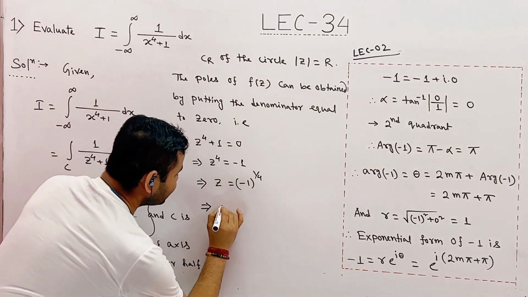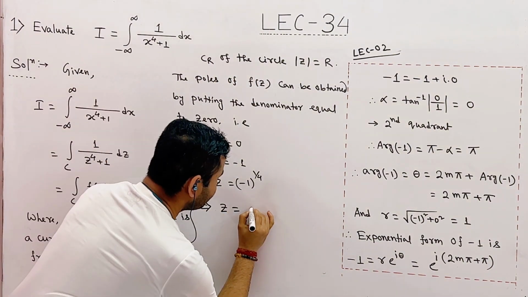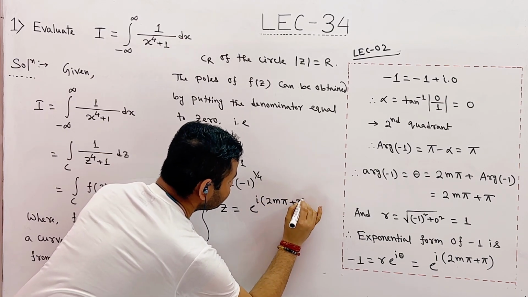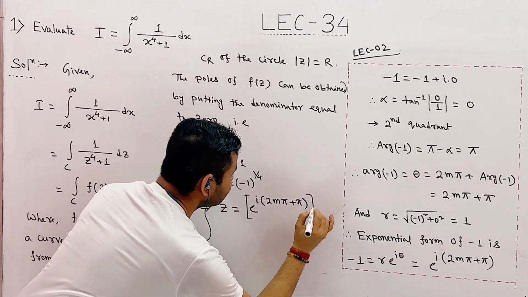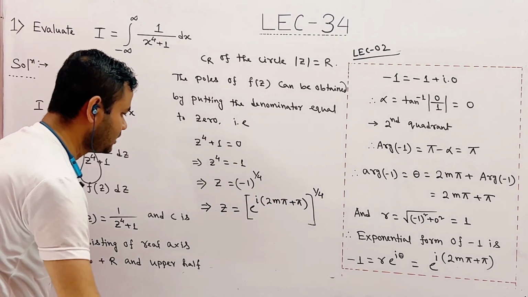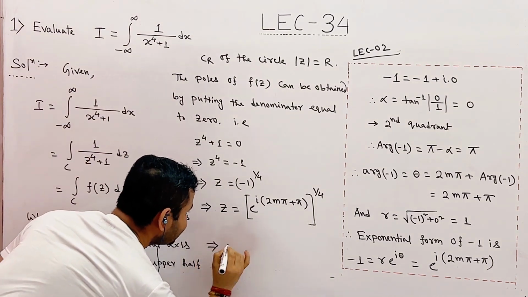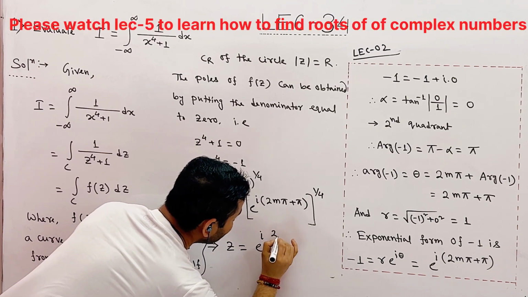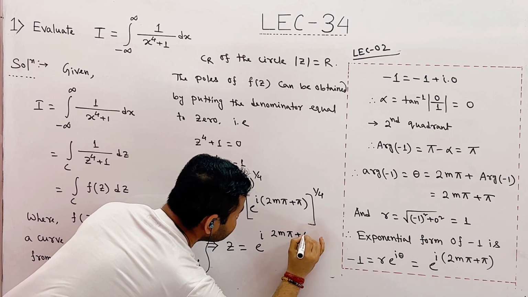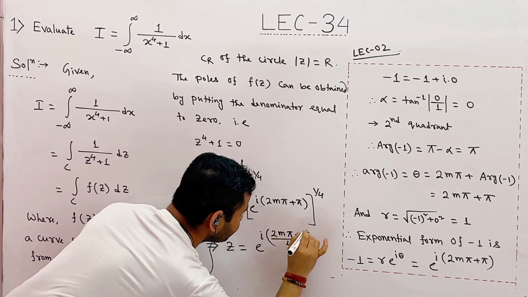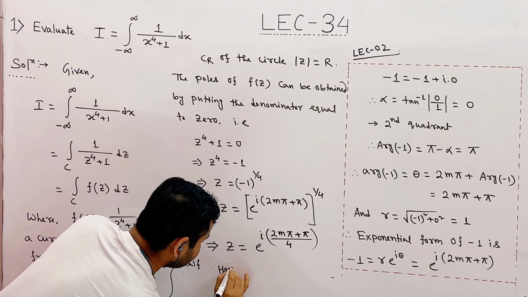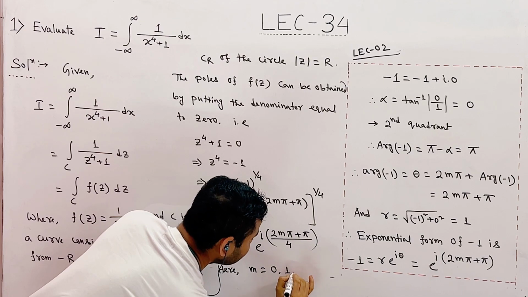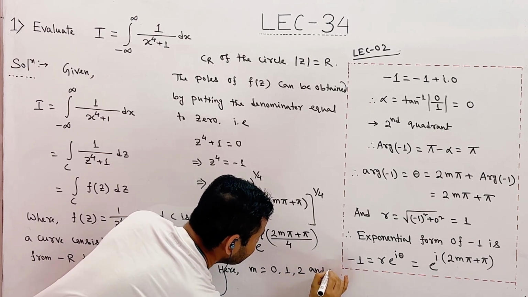So finally, we will get z is equal to [e to the power iota into (twice m pi plus pi)] whole to the power 1 by 4. So after simplifying, we will get z as e to the power iota into (twice m pi plus pi) divided by 4. Here m can take values 0, 1, 2 and 3.